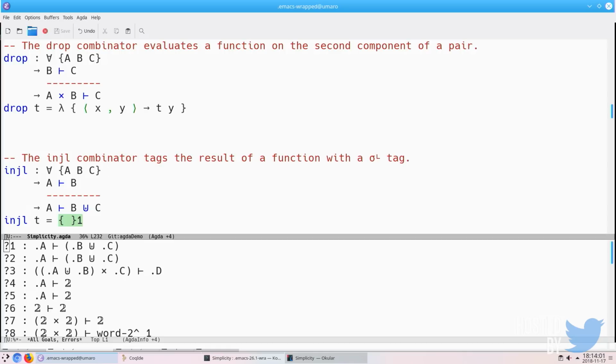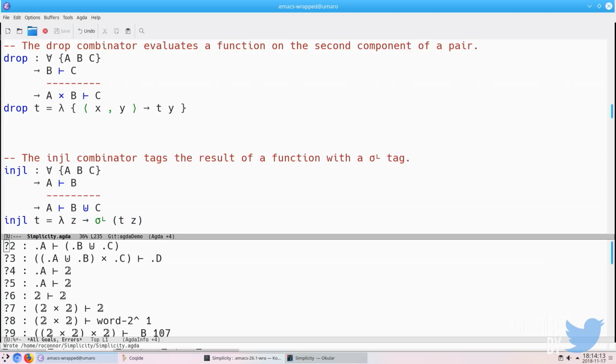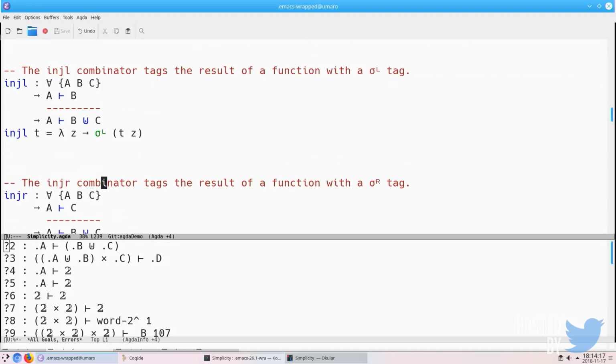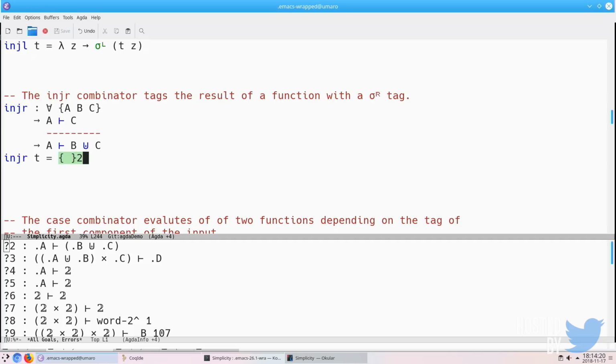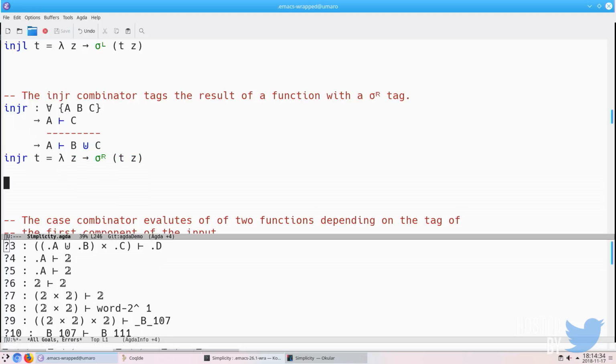Given a function from A to B, we can turn it into a function from A to B union C just by tagging the output with the left combinator. Like so. Here we just run t and tag the result with the left combinator. And similarly, if we have a function from A to C as a simplicity expression t, we can lift that to a simplicity expression from A to B union C by using the right injection tag, like so.